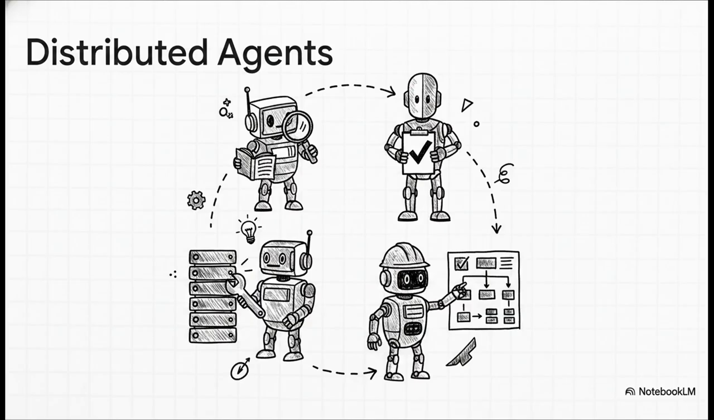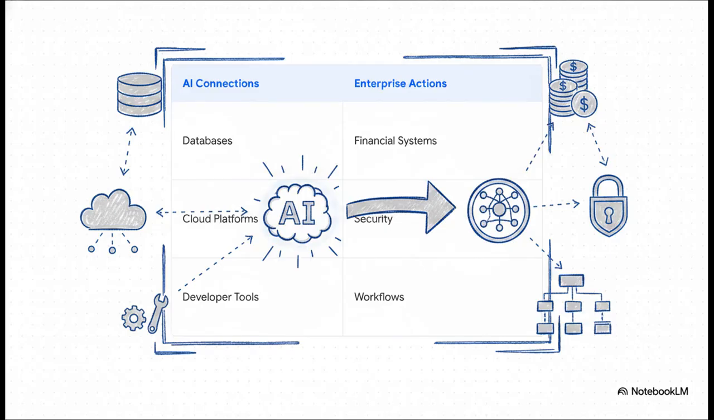This dynamic, multi-agent coordination is exactly what transforms AI from just a simple chat interface into a massive operational coordinator that actually gets real work done. And in the real world of enterprise infrastructure, these AI connections, plugging into databases, cloud platforms, developer tools, translate directly into enterprise actions. AI systems are plugging straight into financial systems, security infrastructure, and operational workflows. They aren't just passive interfaces sitting on a desktop anymore. They function as central operational hubs, literally running the modern enterprise.